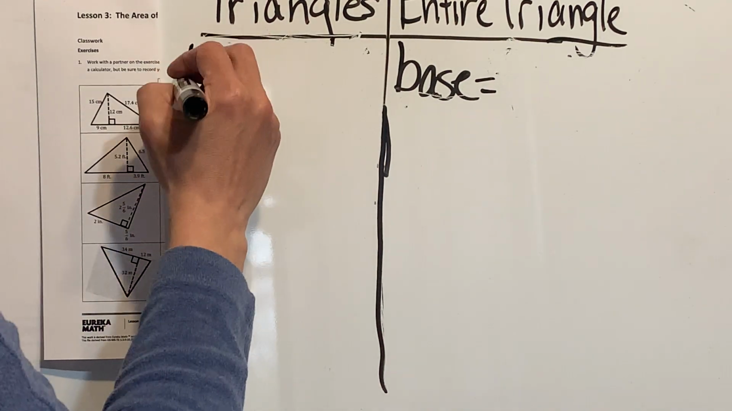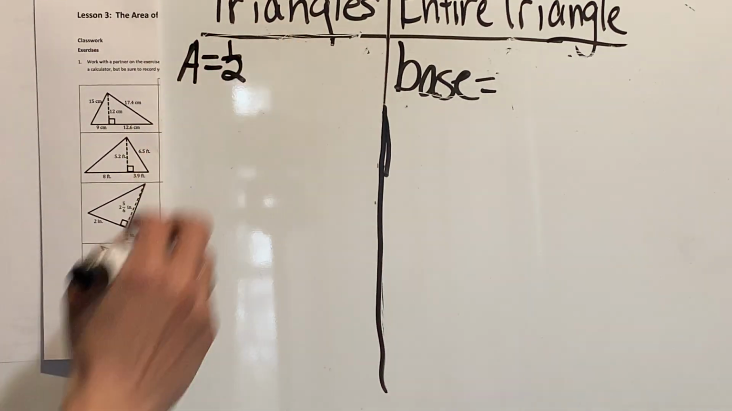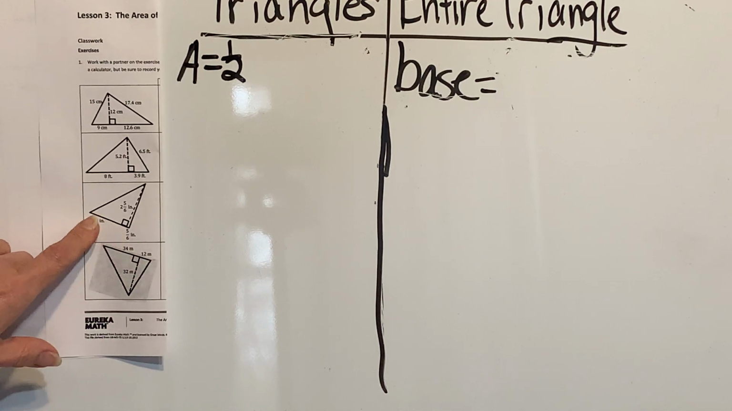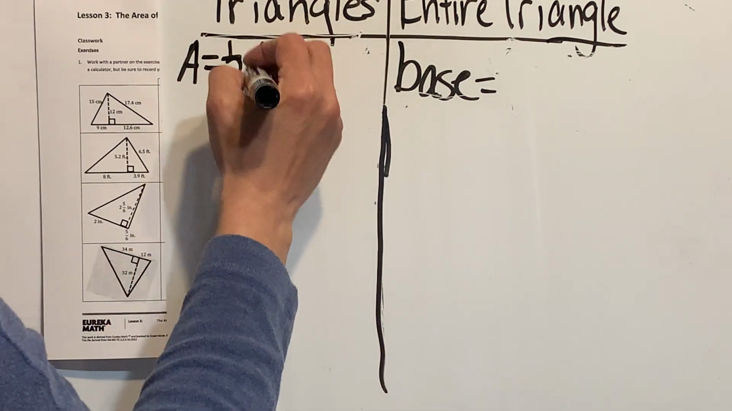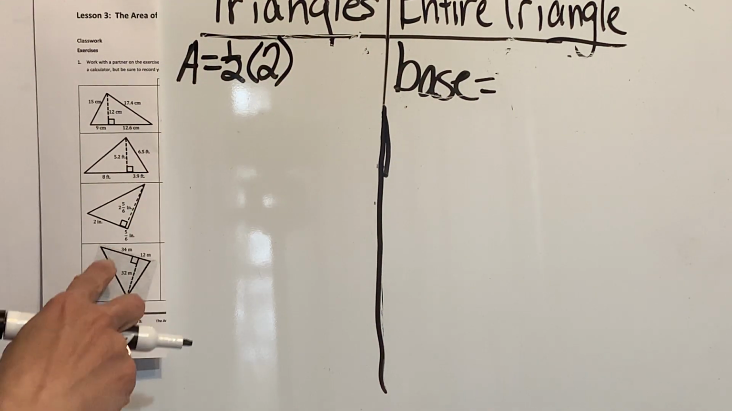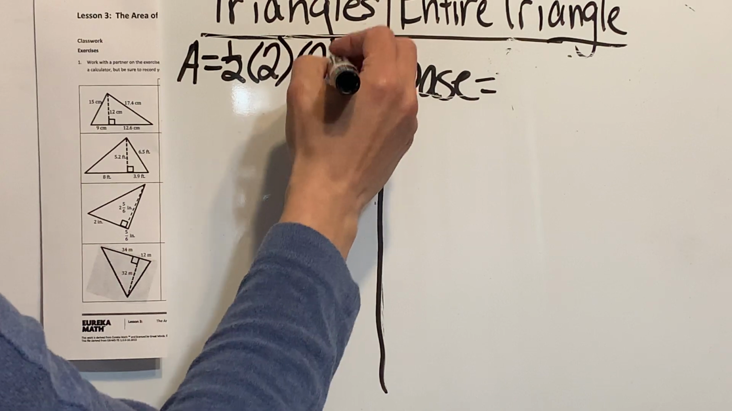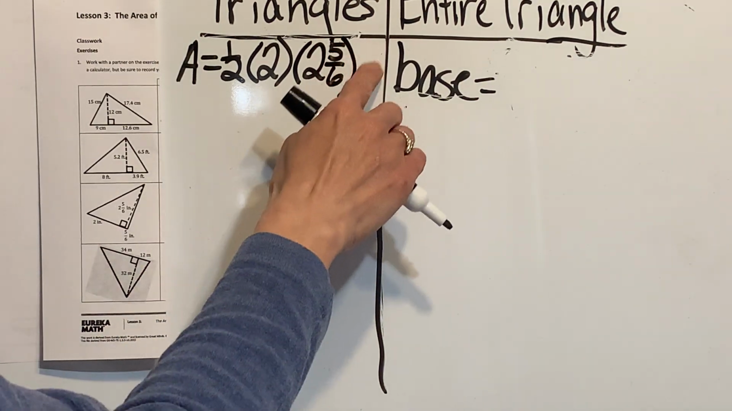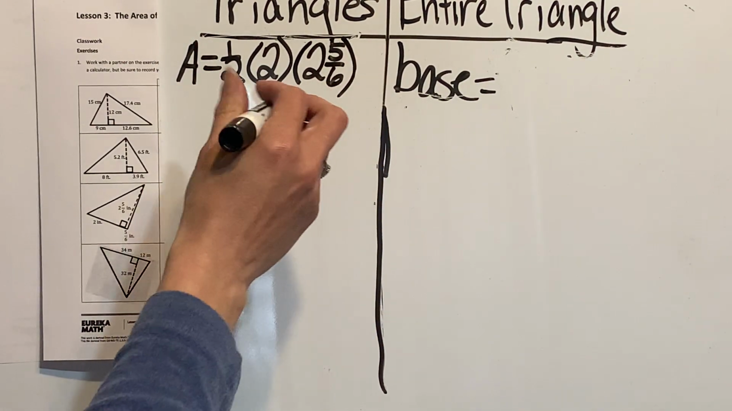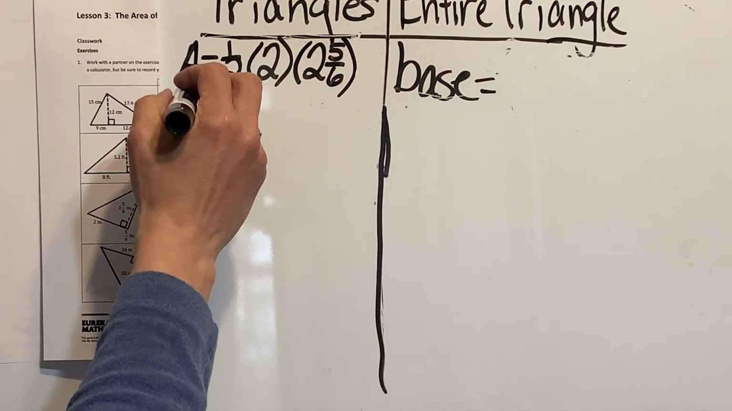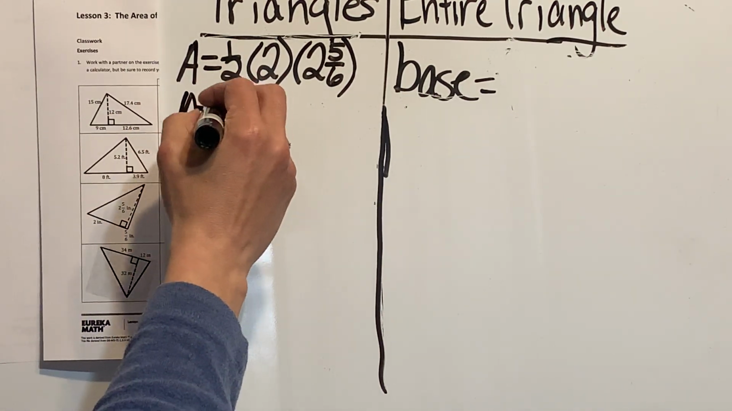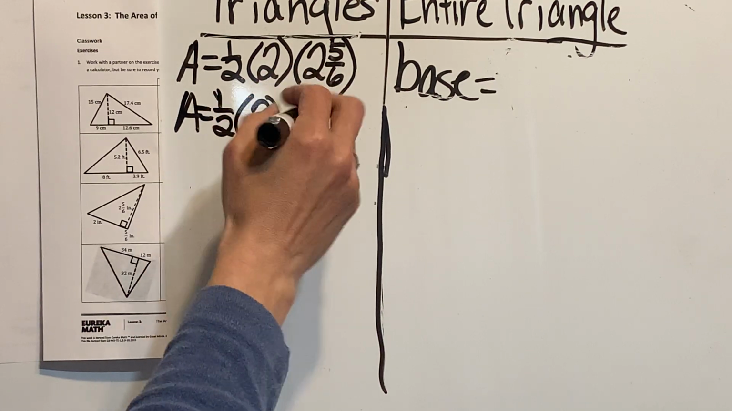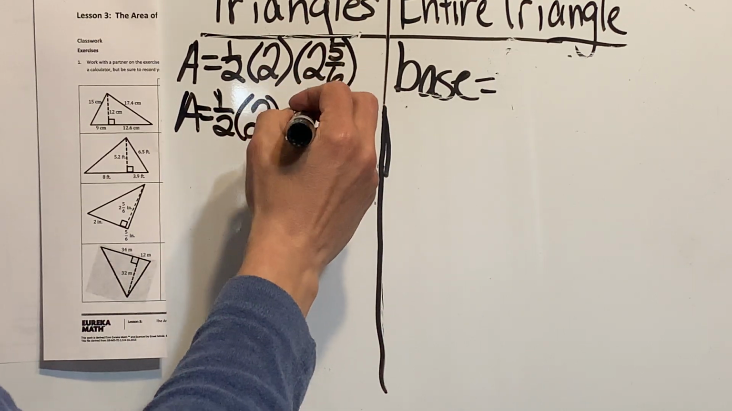All right, so we've got the area equals half base, and we're looking at the base here. So the first base we have is 2 inches, and then the height is 2 5/6 inches. So what we need to do is we need to take this and we need to put it into an improper fraction. So we've got half times 2, so that's 12, that's 17/6.